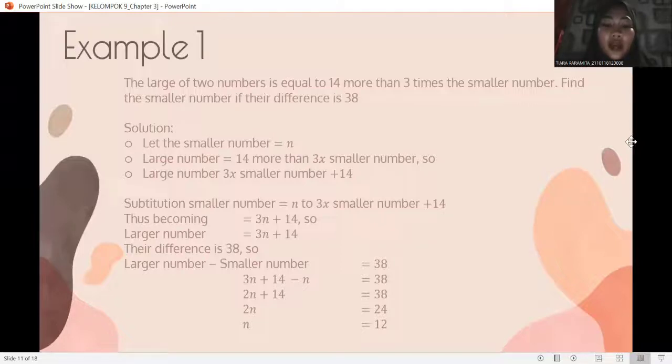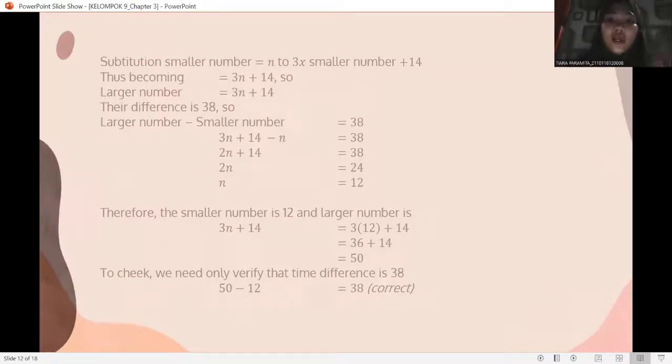3n minus n is 2n. 2n plus 14 equals 38. 38 minus 14 is 24. So we subtract 14 from the right and left sides. So 2n equals 24, n equals 12.